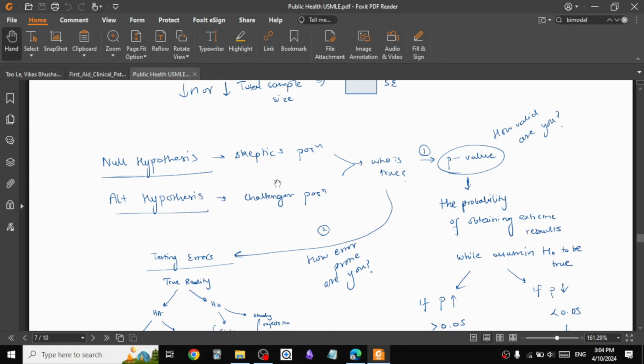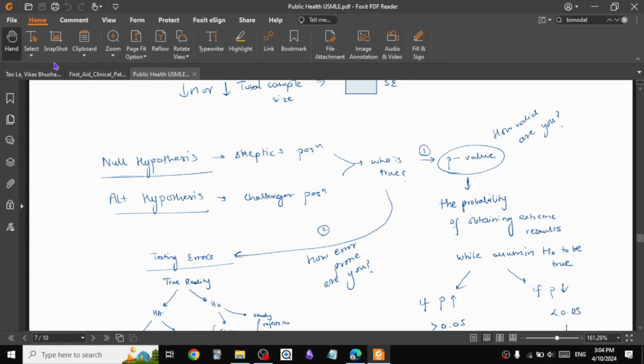So wherever you see that, let's say in a study sample, you're trying to see if there is a link between eating junk food and high cholesterol or atherosclerosis or something. The skeptic will say, no, there's no association. It's simple. There is simply no association, and then you have to disprove that. And the challenger in this case will say, yes, there is an association, and then we have to prove that. So it's all about proving and disproving these two characters.